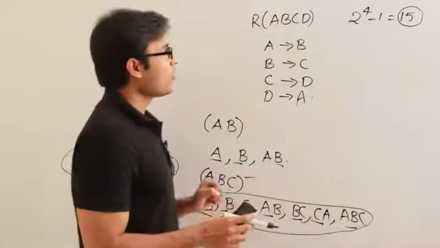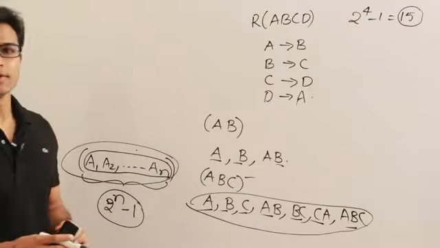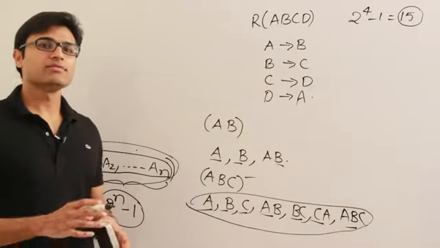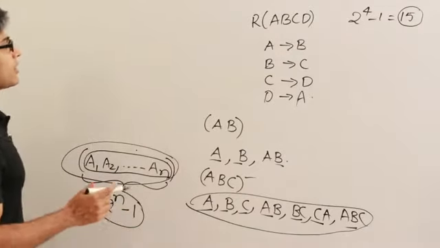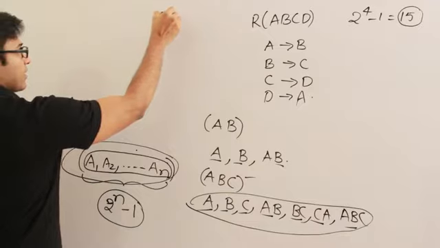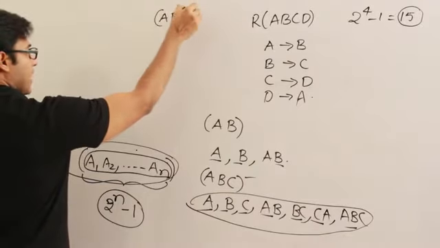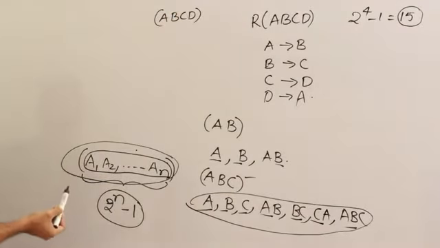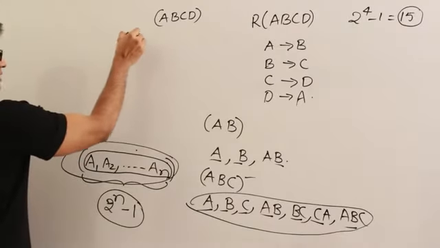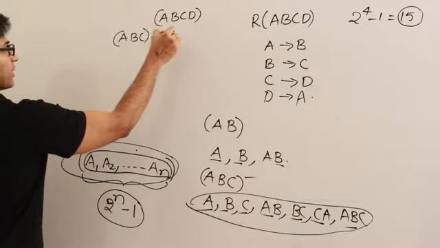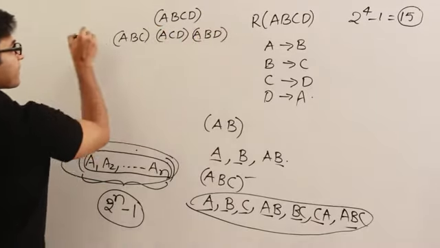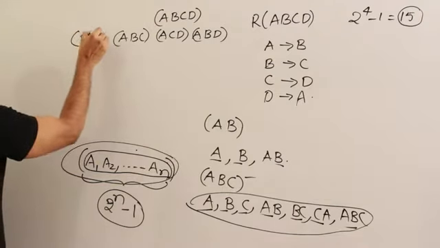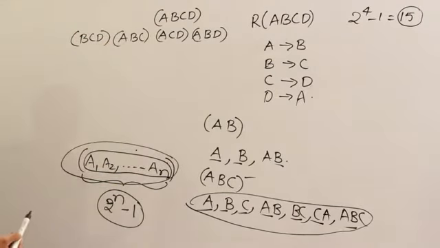Fine. Now how many candidate keys are there for this example? 15. Now I want to see, out of all these 15 possibilities, which of them are really candidate keys, right? So first, this is a candidate key of length 4. Now I want to find out the candidate keys of length 3: ABC, or ACD, or ABD, or BCD. These are the candidate keys of length 3 which are possible.